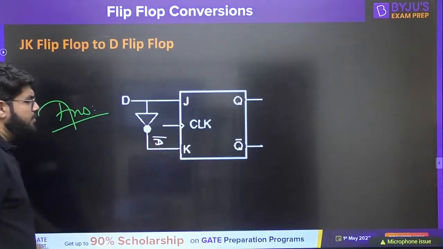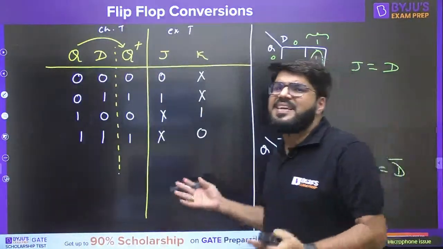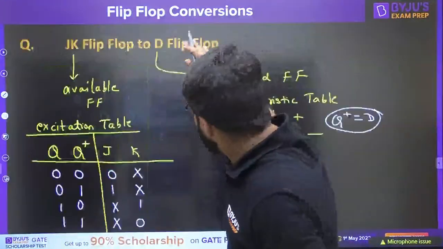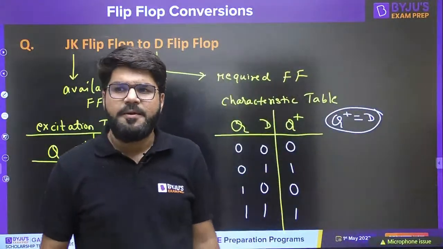K should be equal to D bar. That is what we have derived by the table also. J equal to D, K equal to D bar. That is the intuition method. So we know both the methods. We know the proper procedure. We know the intuitions. Right?